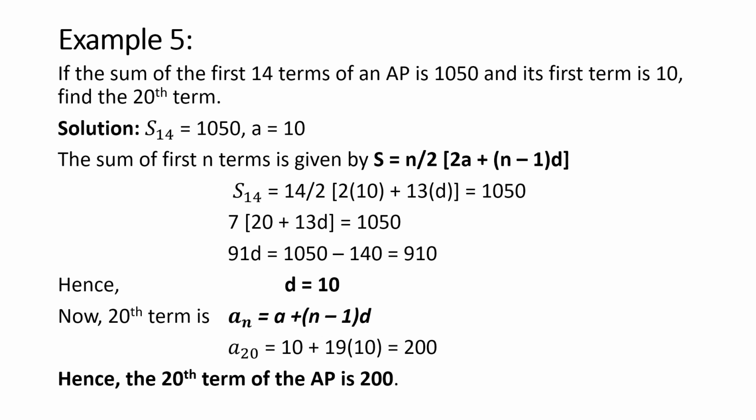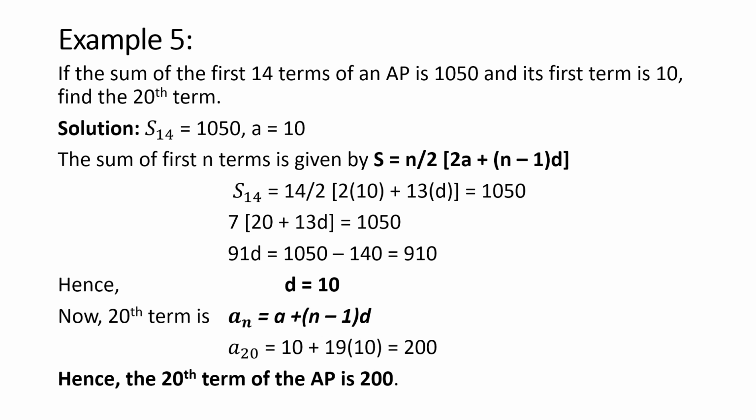S14 is 14 by 2, n is 14 over here. A is 10, so 2 into 10 plus 14 minus 1, that is 13, into the common difference D, and this is given as 1050. So solving this equation we get D as 10.